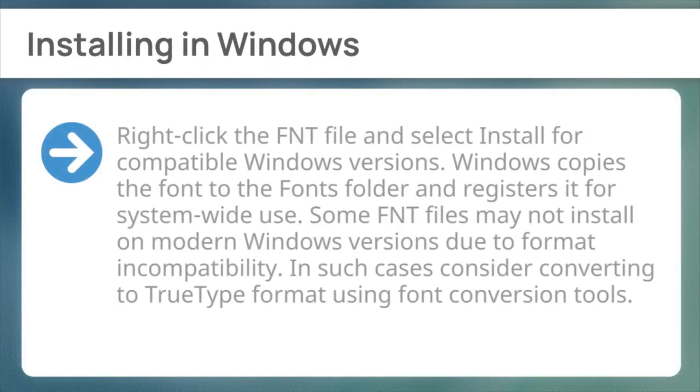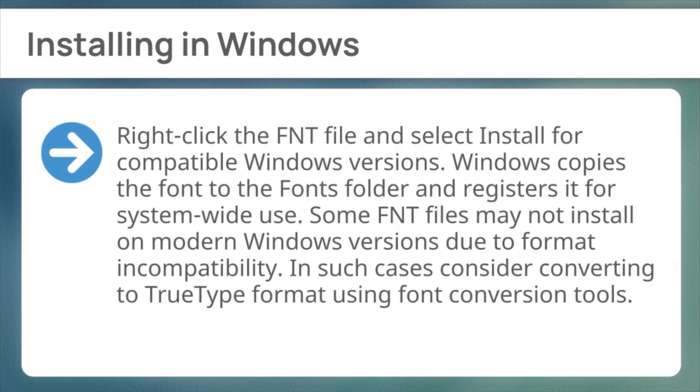First, installing in Windows. Right-click the FNT file and select Install for compatible Windows versions. Windows copies the font to the Fonts folder and registers it for system-wide use. Some FNT files may not install on modern Windows versions due to format incompatibility. In such cases, consider converting to TrueType format using font conversion tools.